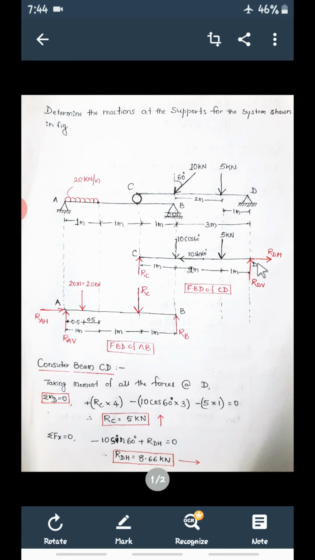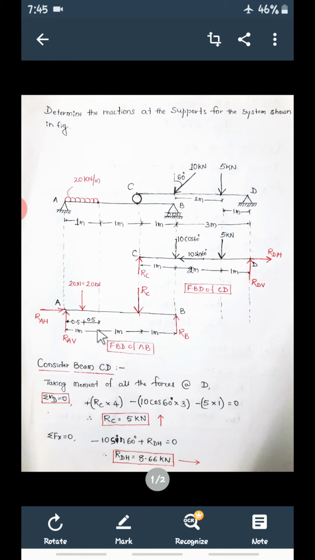Let us consider CD and find how many unknowns are there here. Here the unknowns are RC, RDH and RDV. So how many unknowns? 1, 2 and 3. Three unknowns are there in beam CD. How many equations are available for this also? There are three equations available. So three equations, three unknowns. Yes, I can find these reactions.